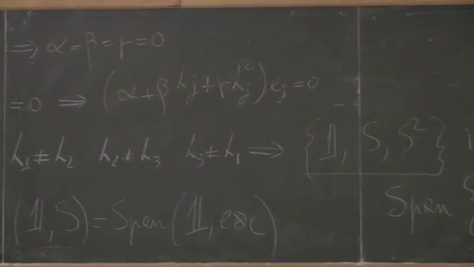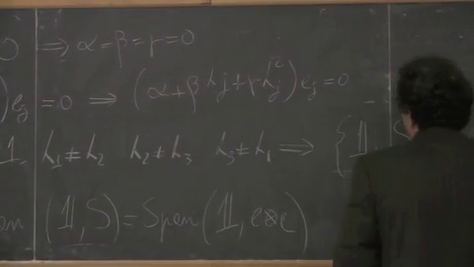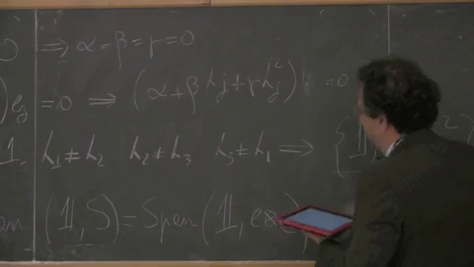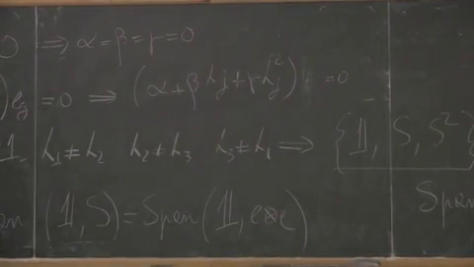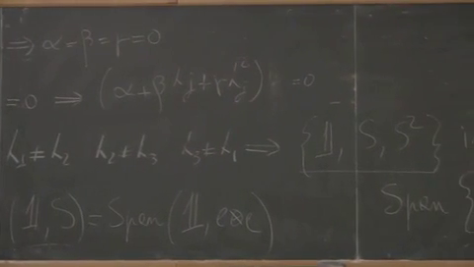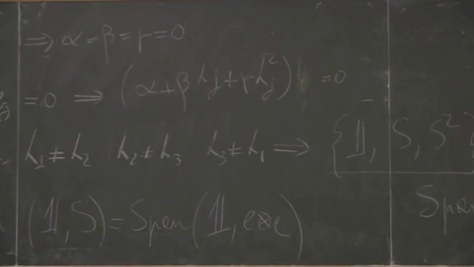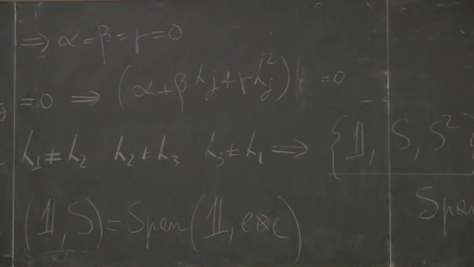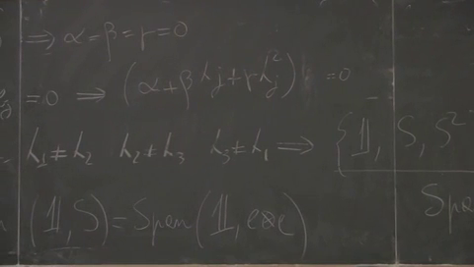Okay? Now, every eigenvector is different from 0 by definition, so we are left with this. Okay. Now, we go back to polynomial algebra of polynomials. Okay?